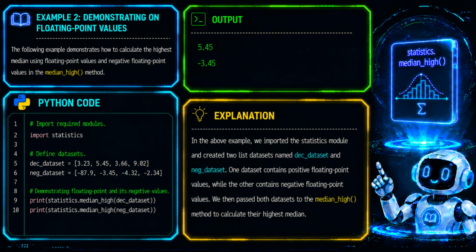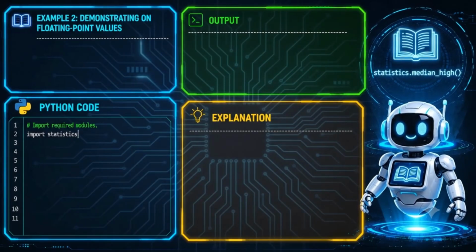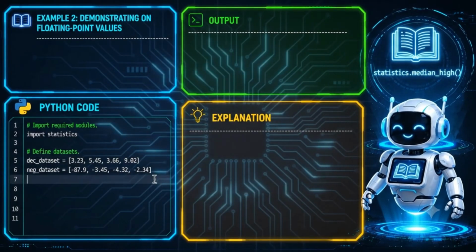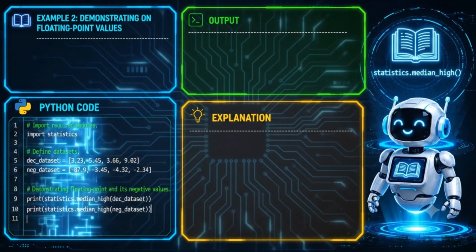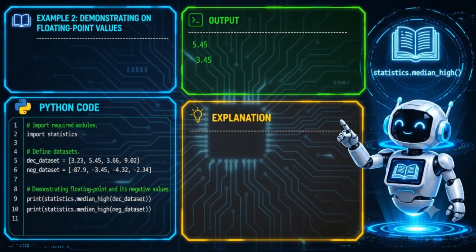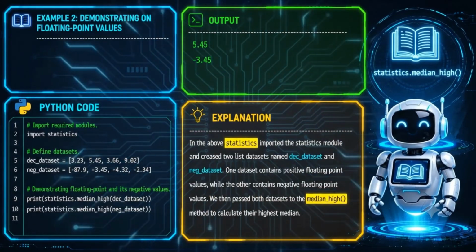Example 2. Demonstrating on floating point values. The following example demonstrates how to calculate the highest median using floating point values and negative floating point values in the median_high method. We start by importing statistics, then define datasets with floating point values. The output shows the highest median. It works for negative values too.